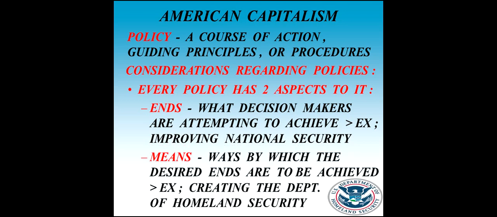The other aspect to a policy are the means. And what we mean by this is the ways by which the desired ends, or what we're trying to achieve, are to be achieved. Continuing with the example of improving or upgrading our national security based upon the events of 9/11, the federal government in that effort created the Department of Homeland Security.